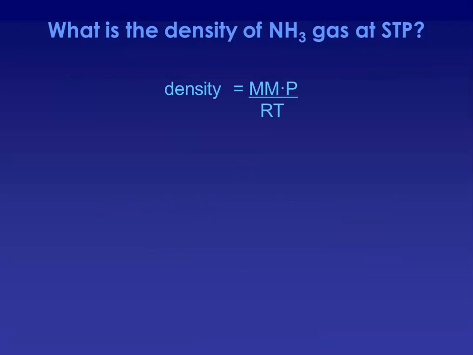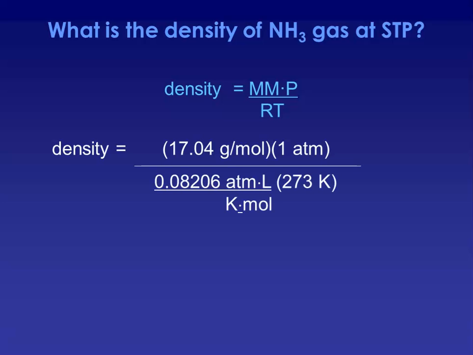Again, we can also use this to find density either by being given a mass and calculating volume, or in this case, because we have the identity of the gas, we can use our M&M equation. Density is equal to mass over volume, which is equal to the molar mass of the gas times its pressure over its constant and Kelvin temperature. So the molar mass of ammonia is 17.04 grams. At STP, we are at a pressure of 1 atmosphere and a temperature of 273 Kelvin, and then we have our constant, 0.08206.